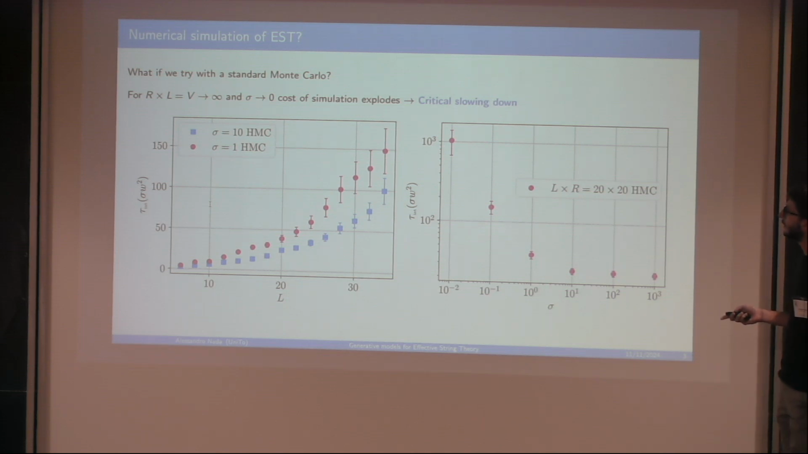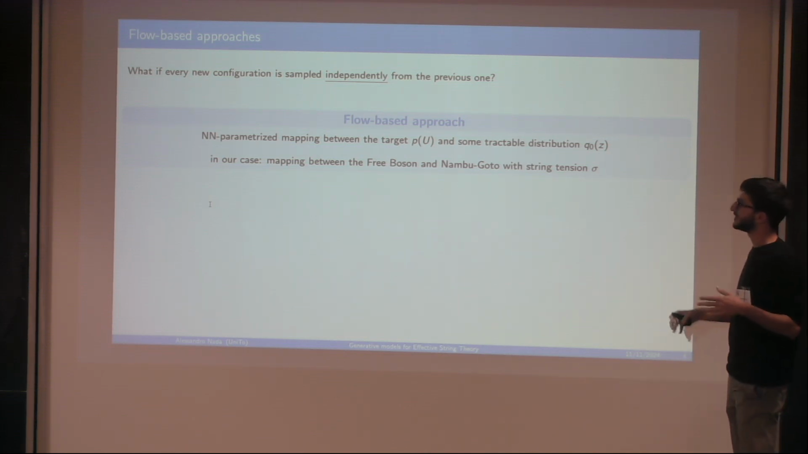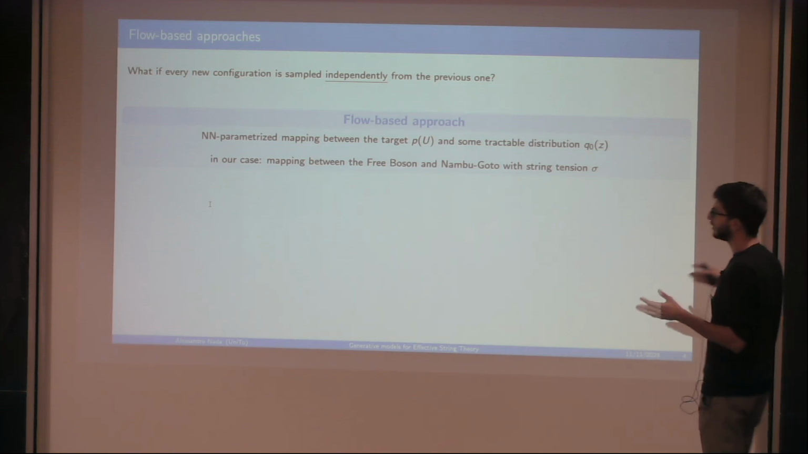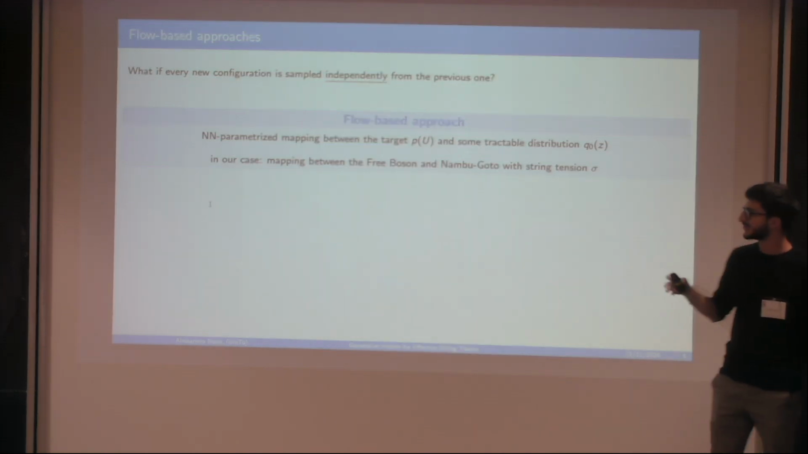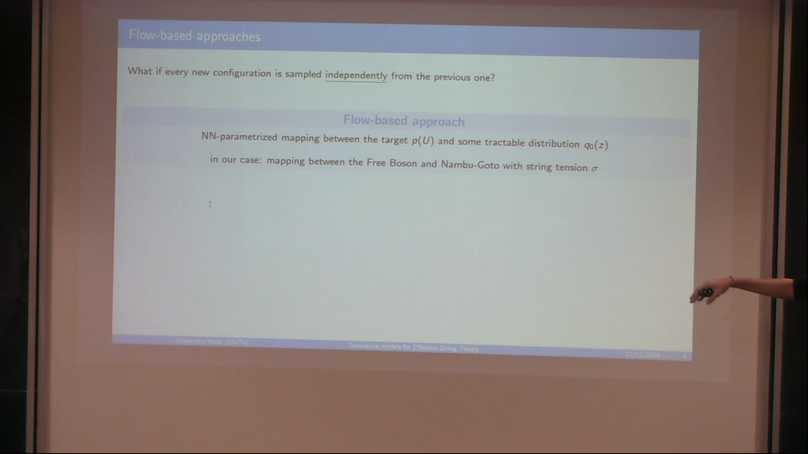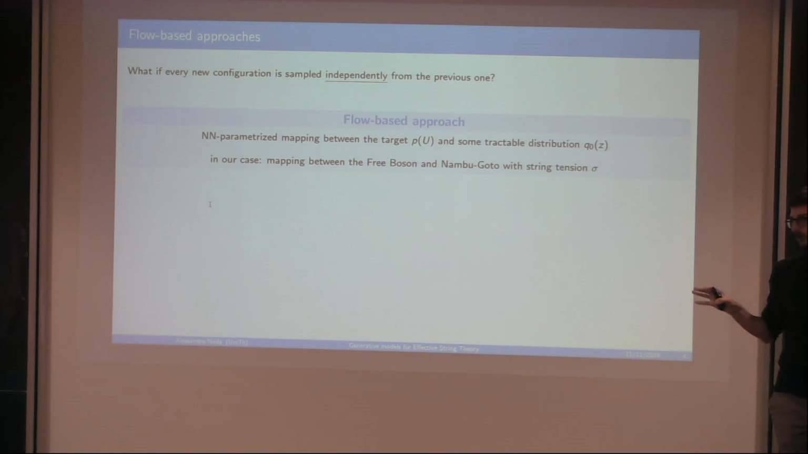Now, we want to use a different approach, and Andrea already gave an example of this kind of approach in his talk, using normalizing flows. This is the so-called flow-based approach. The idea is again quite simple. We want to use a mapping, usually parameterized by neural networks, between the target distribution, which is the Nambu-Goto theory at small sigma in our case, and some tractable distribution, which in our case will be the free boson, something we have a complete analytical handle on and can sample from.